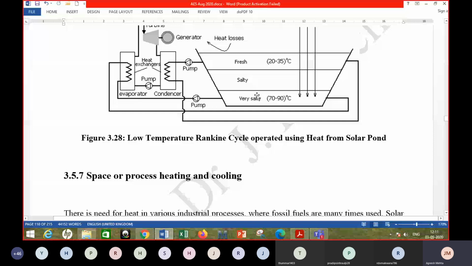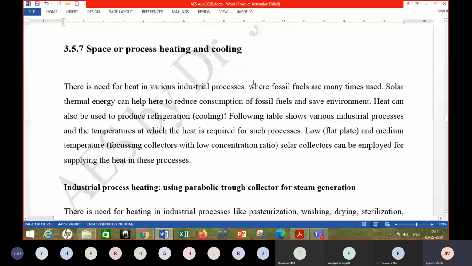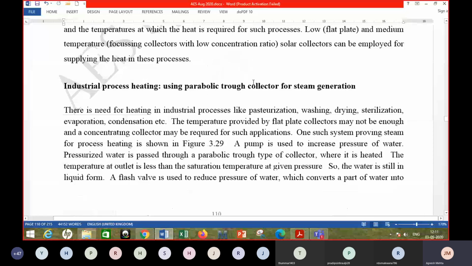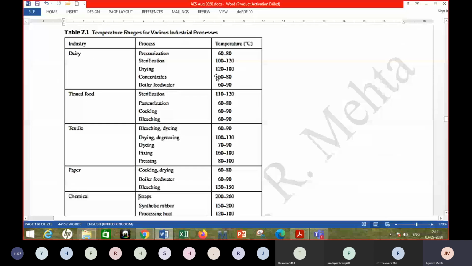There is a lot of requirement of heat for different purposes in different processes. And many times this heat is not required at very high temperatures. So solar process heating can be utilized there, which is an environment friendly option for getting the process heat. Here some examples of processes and the temperatures required for those processes are shown.